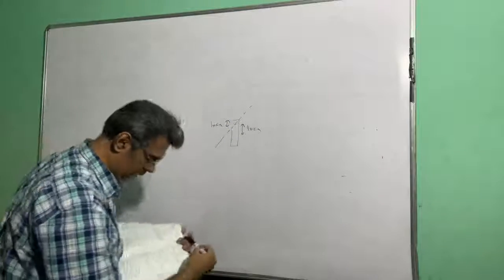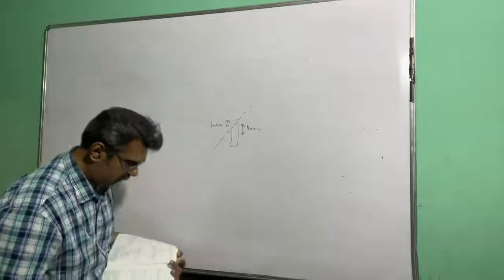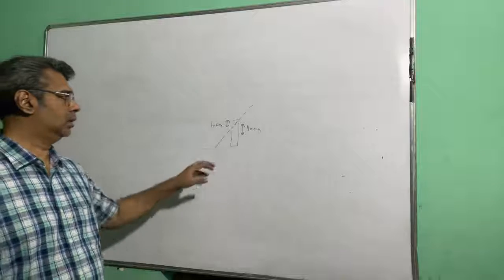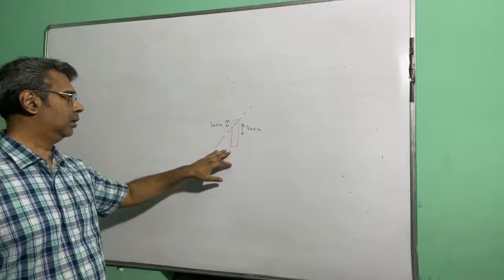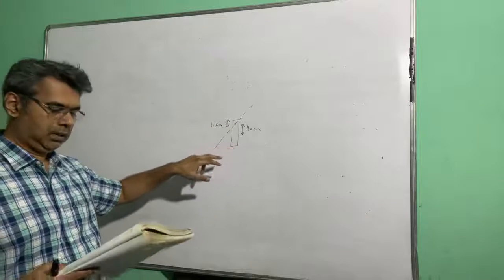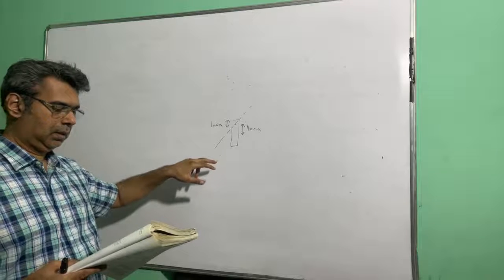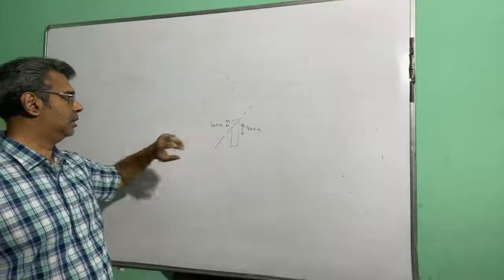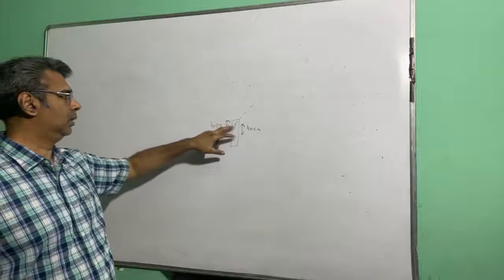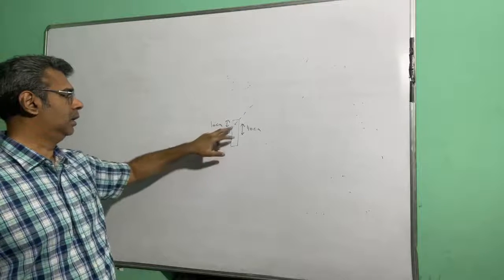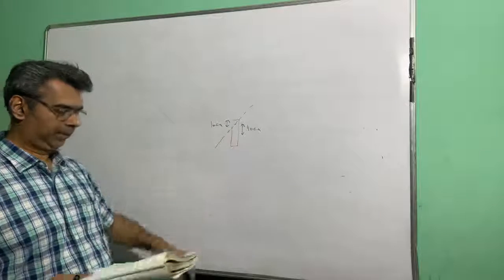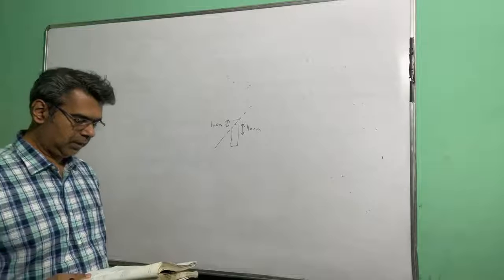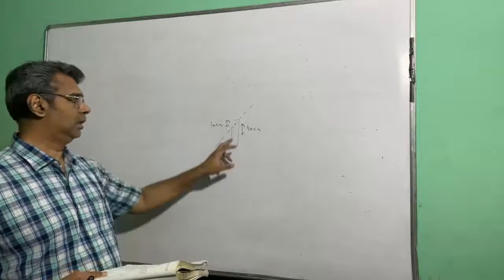Now let's have a look at one question. There is a meter stick. It is suspended about a point. This distance is 10 centimeter, from here to here, and this is 40 centimeter. So it is suspended about this point. What is the time period of oscillation about this point?